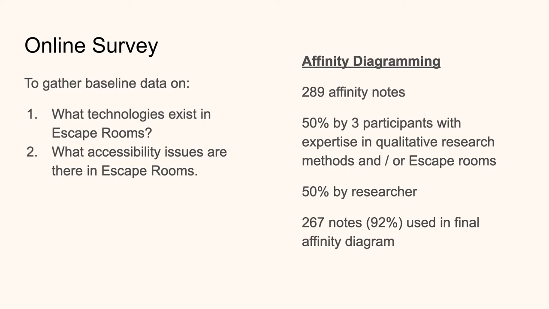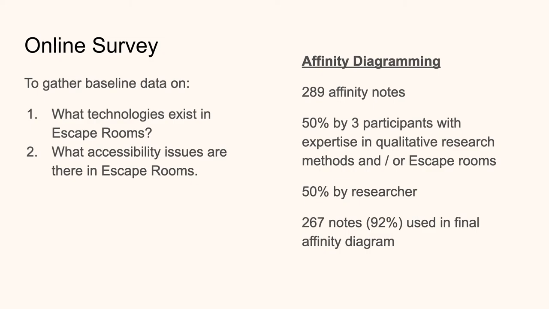From our survey responses, we gathered 289 affinity notes. Those are notes that researchers think contain a statement within them. If it's just a flyaway comment, then it generally doesn't get included unless it's relevant. Sometimes people give things that aren't relevant to your research questions, so you're trying to gather these notes with respect to those two questions that we have.